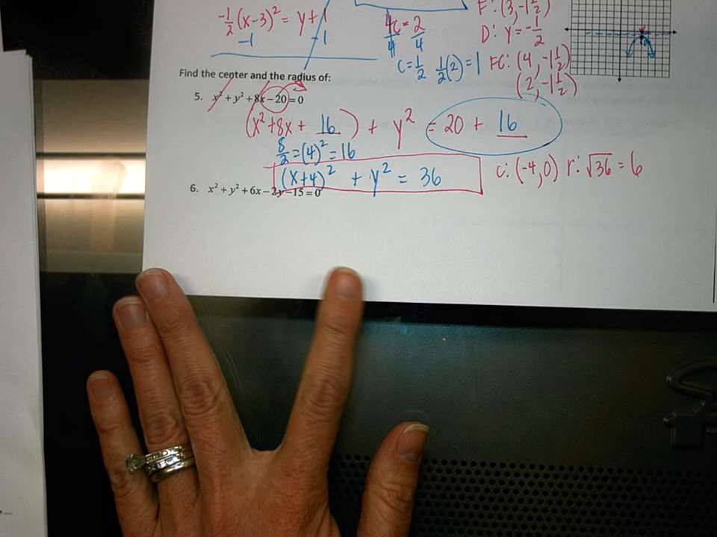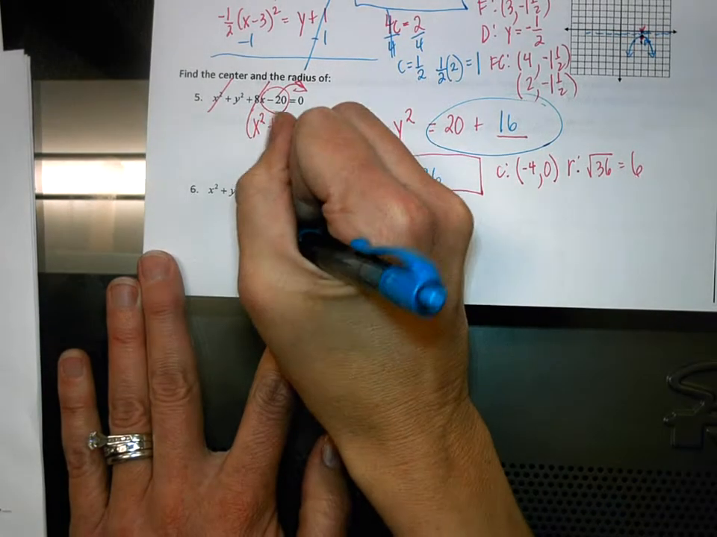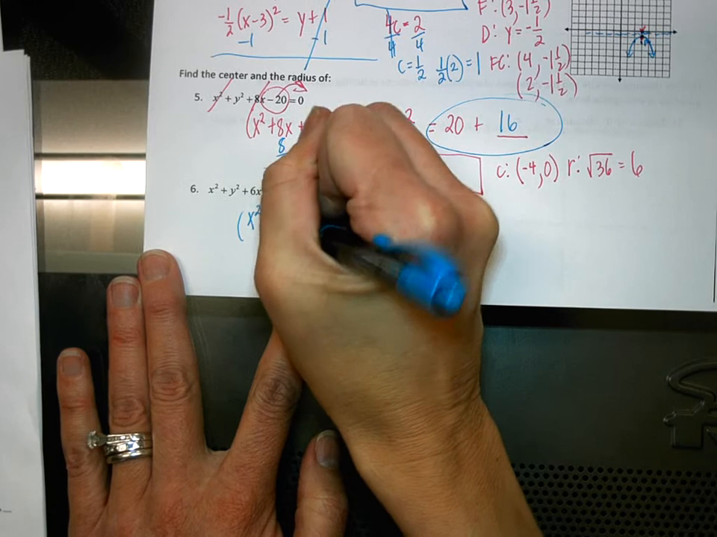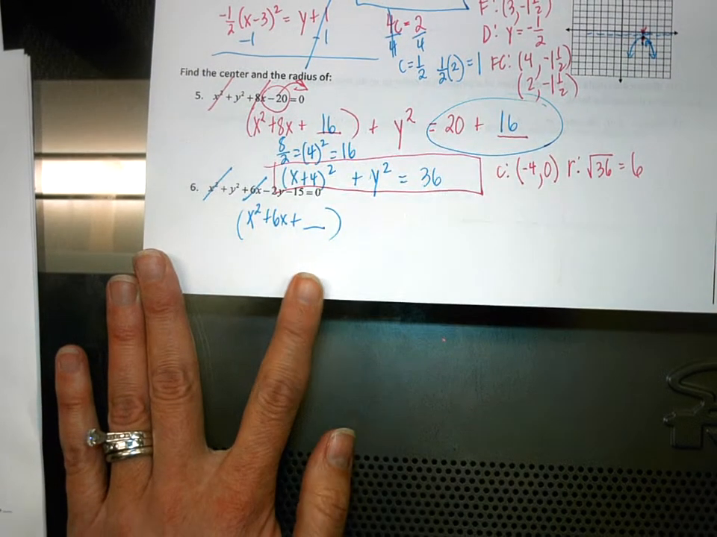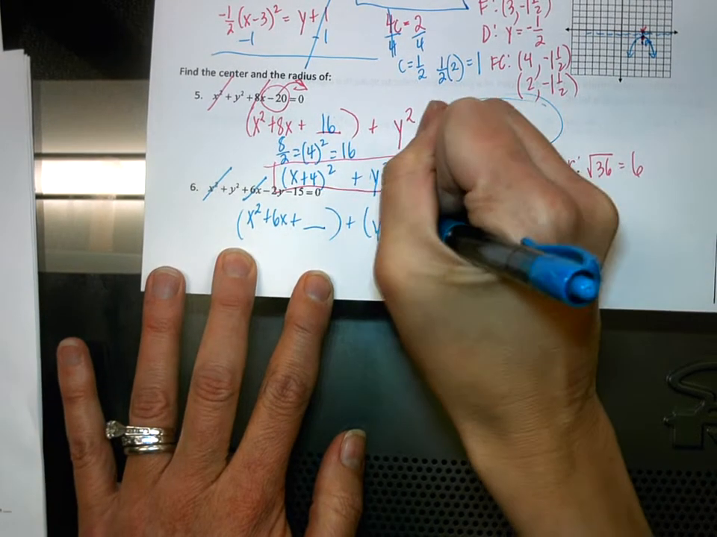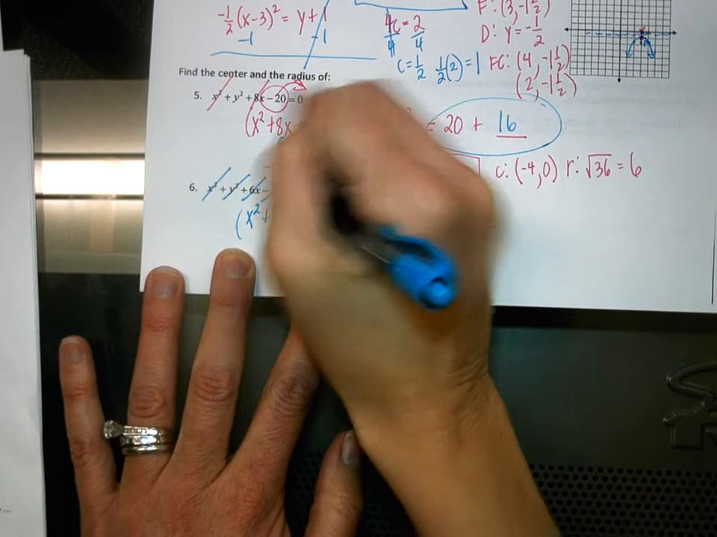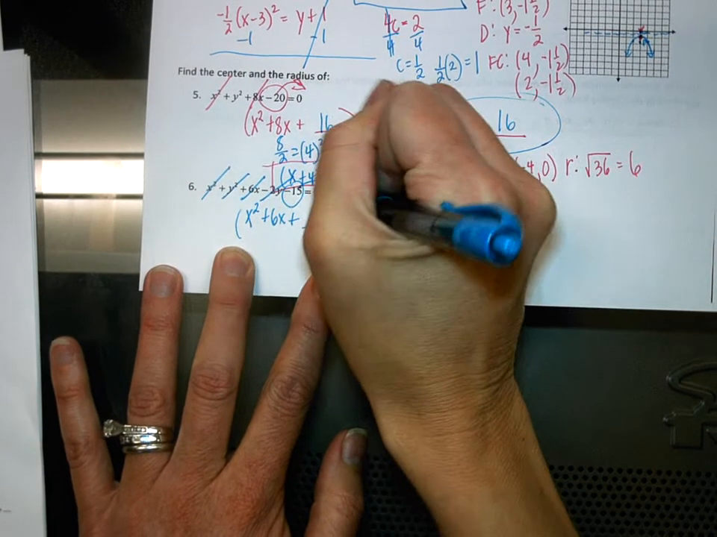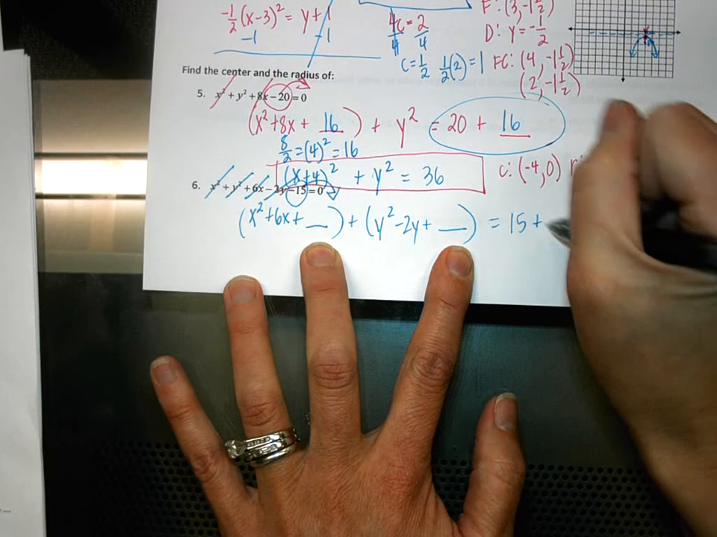Same thing here, we're going to find the center and the radius. So I'm going to start with my x's, and I have x squared plus 6x plus blank. I'm going to cross out all my x's. Plus, next I have my y's, so I have y squared minus 2y plus blank equals this negative 15, we move it to the other side, it becomes a positive 15. Since I have 2 blanks here, I'm going to need 2 blanks on the other side.